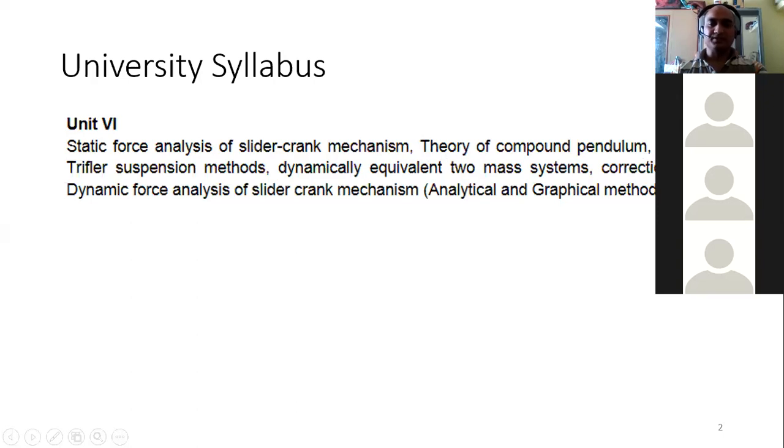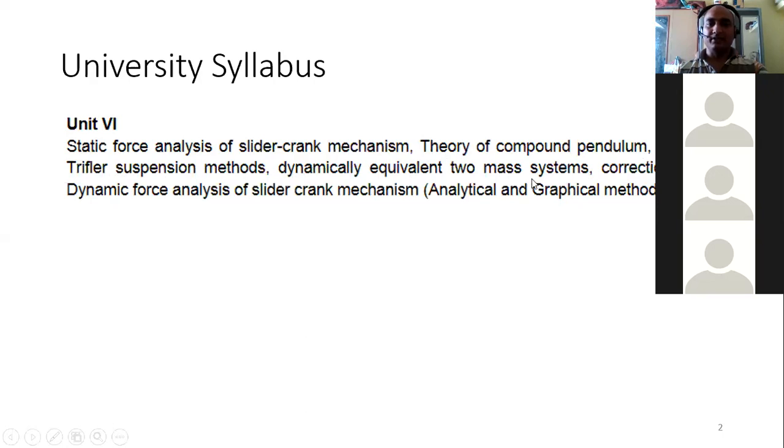Two strings are being used to hang a straight body to find out mass moment of inertia and radius of gyration. Then trifilar suspension method is used to calculate again the same mass moment of inertia and radius of gyration, but of a disk. Okay, irregular shaped disk maybe. Then dynamical equivalent two mass system, that we have seen. So we have solved some problems also on this.